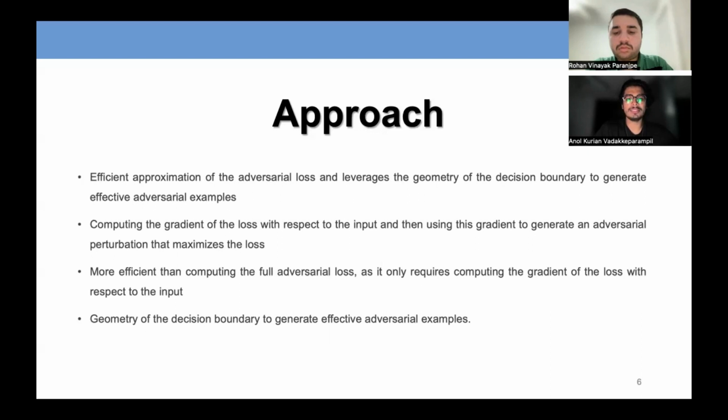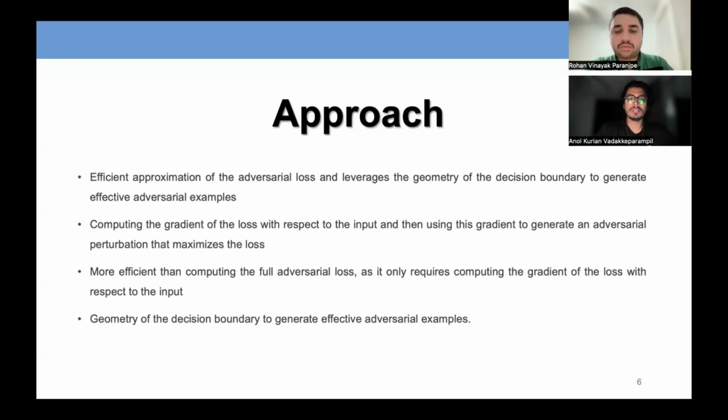To address these limitations, the authors propose a new fast adversarial training algorithm that leverages the geometry of the decision boundary to generate effective adversarial examples. This is achieved by first computing the gradient of the loss with respect to the input and then using this gradient to generate an adversarial perturbation that maximizes the loss. This approximation is much more efficient than computing the full adversarial loss, as it only requires computing the gradient of the loss with respect to the input.